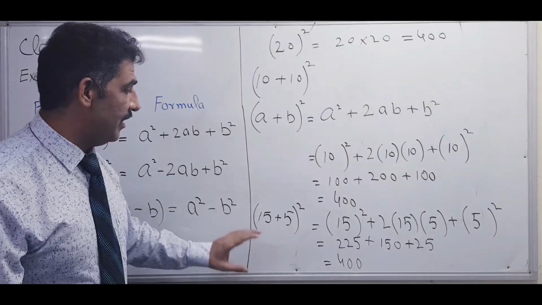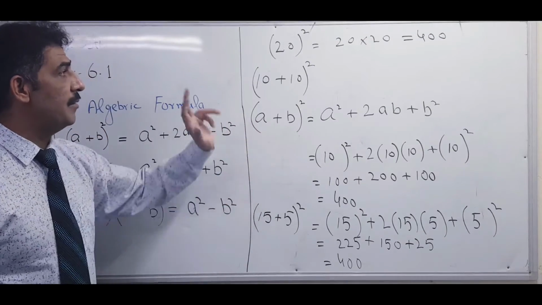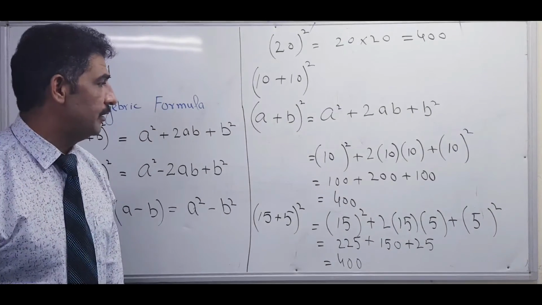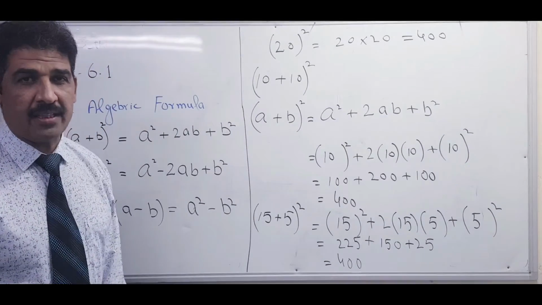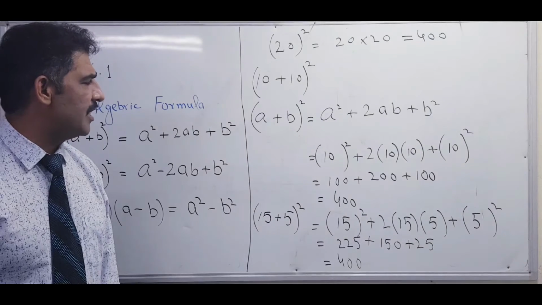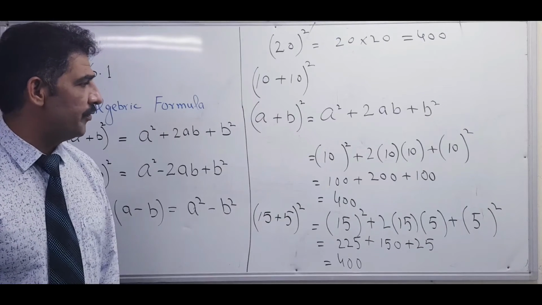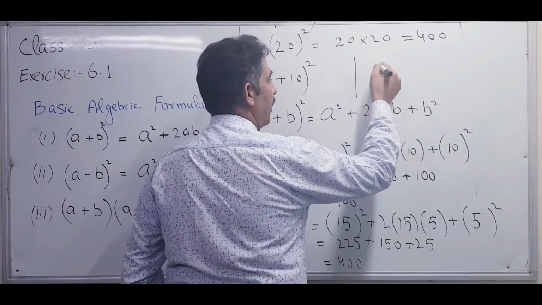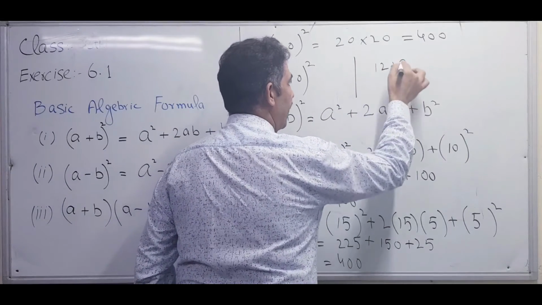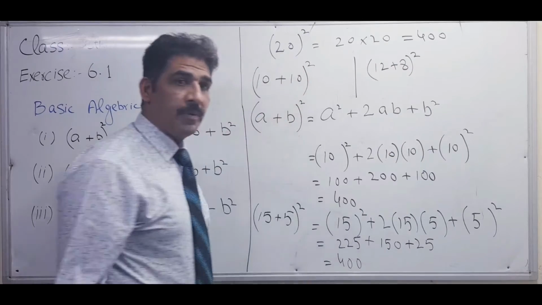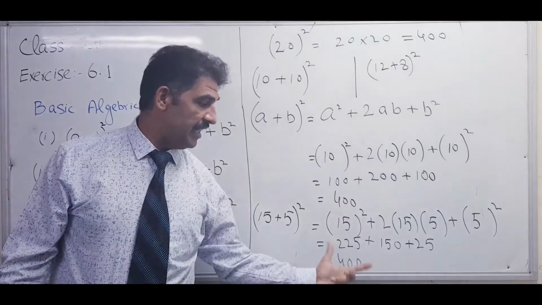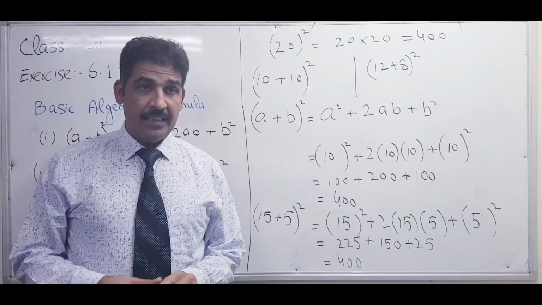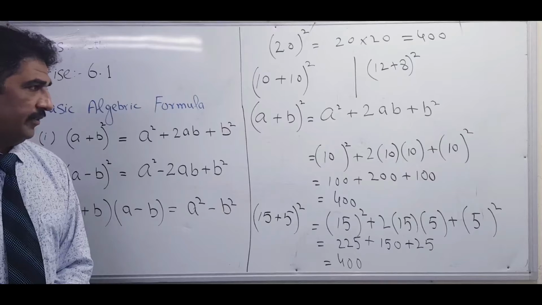So this is the use of the first formula by solving 20. Same question, you have to solve with any other number to make the formula. I will give you the chance to make the factors of 20. You make 20 in such a pair like 12 plus 8. Solve 12 plus 8 in this formula and get the result 400 or not, right? So when you solve, you have already solved.